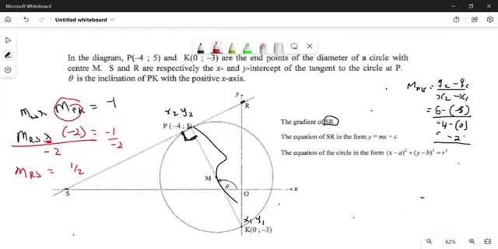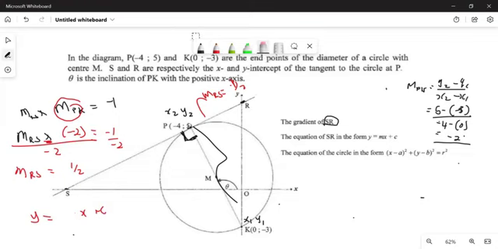Now here's what you have then. You know what is the gradient of this line here. We know the m of RS is going to be 1/2. Now, for you to calculate an equation of a line, if you have a gradient and a point, then you can calculate the equation of the line. Then you can use the following, which says y is equal to mx plus c. And then you say, we know what is m.